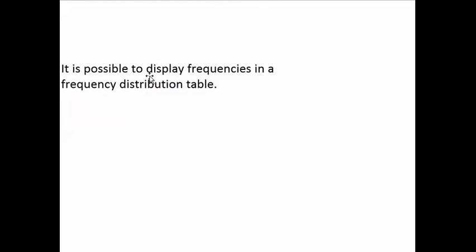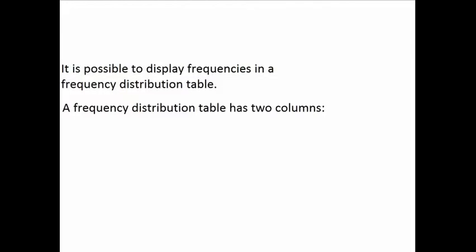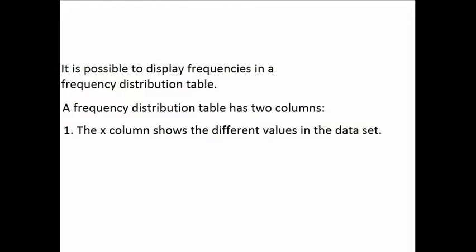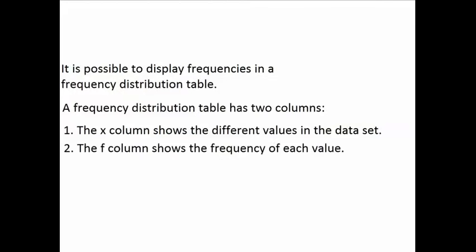Now that we know what a frequency is, we can talk about how it's possible to create a table to display the frequencies of the values in a data set. A table that displays the frequencies of all of the different values in the data set is called a frequency distribution table. We'll talk about how to create the frequency distribution table. A frequency distribution table has 2 columns. The first column is the X column, which shows all of the different unique values in the data set. It shows all of the different values that appeared. And the other column is the F column, which shows the frequency of each value that appeared in the data set.